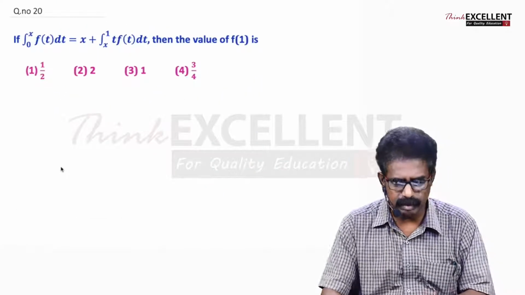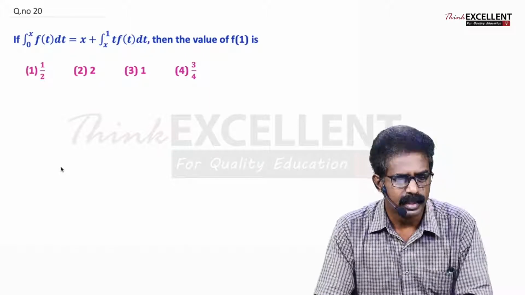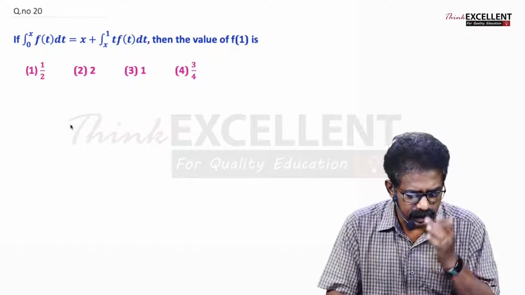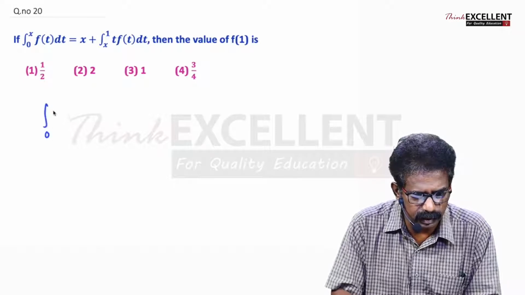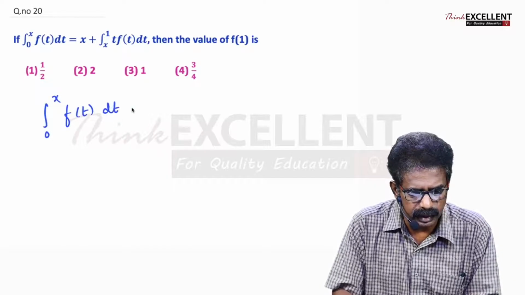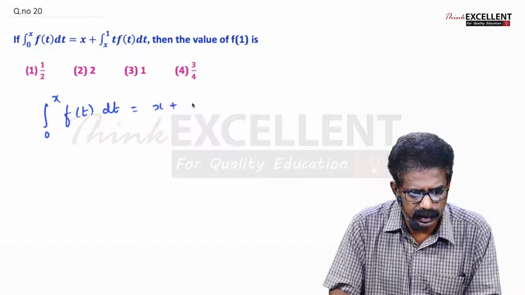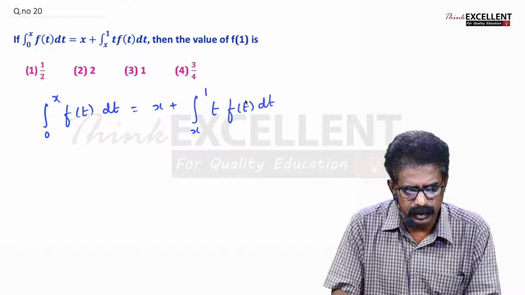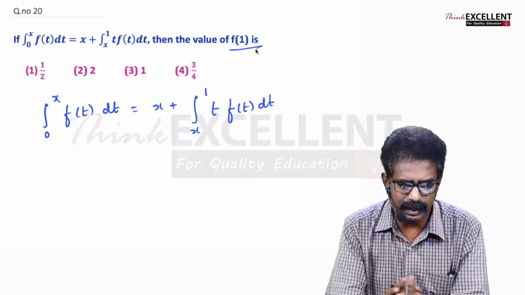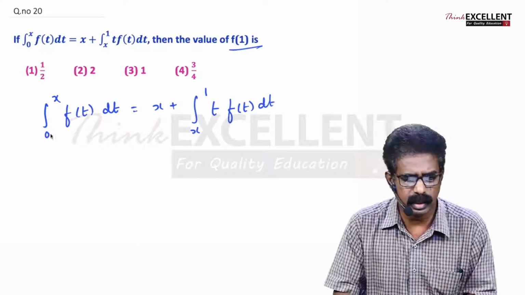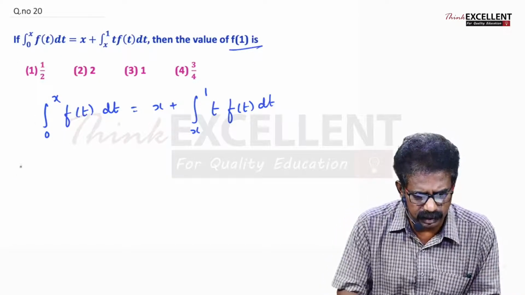Entirely different question. Please listen very carefully. Integral 0 to x, f of t dt equals x plus integral x to 1 t into f of t dt. Then the value of f of 1, they asked. So a little bit different one. So what we do, we differentiate both sides.